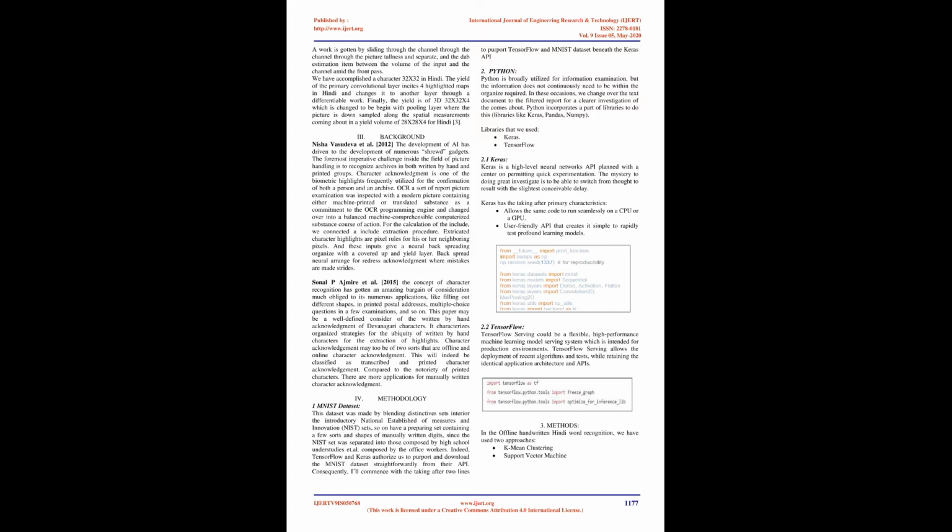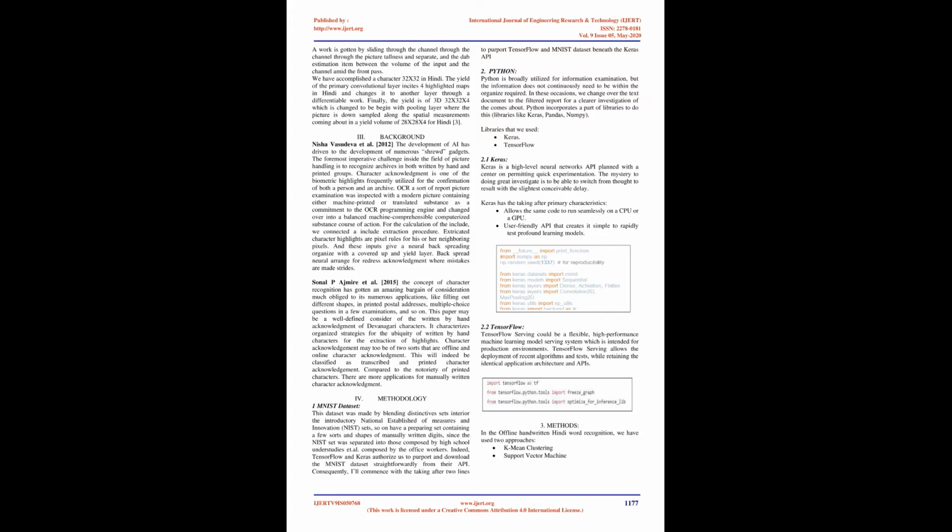The output of the first convolutional layer yields 4 feature maps in Hindi and passes it to another layer through a differentiable function. Finally, the output is 3D 32x32x4, which is passed to the first pooling layer, where the image is downsampled along the spatial dimensions, resulting in an output volume of 28x28x4 for Hindi 3.